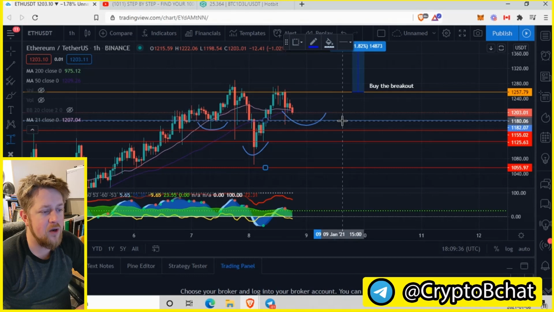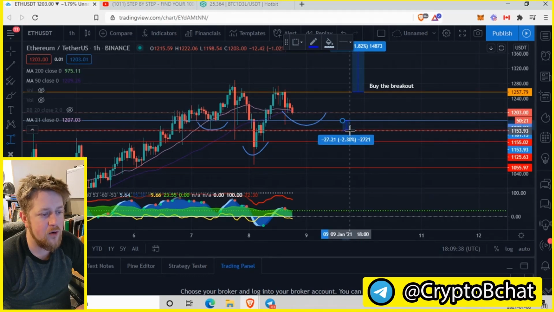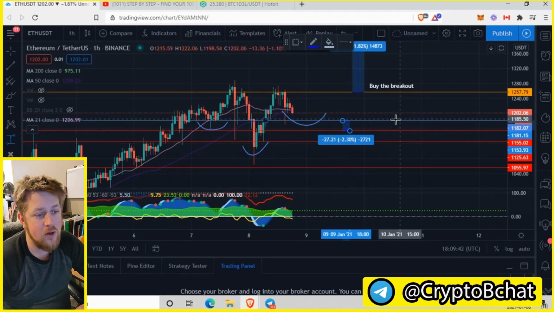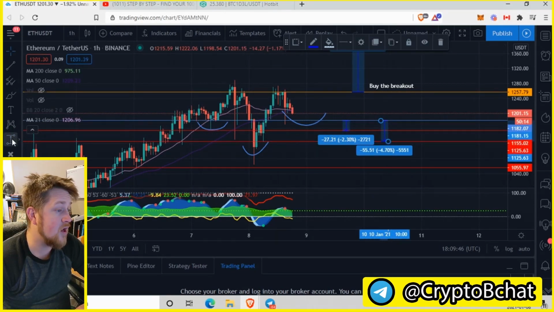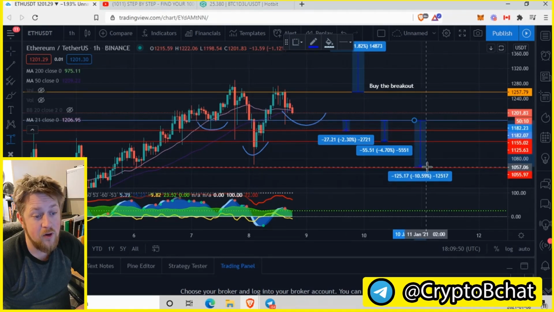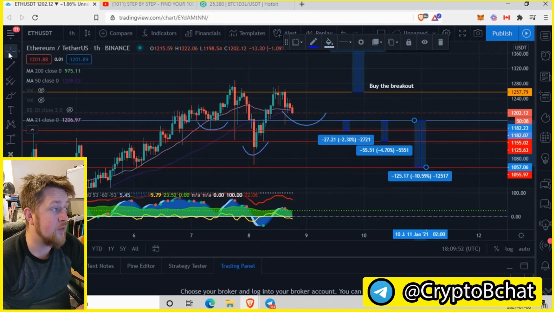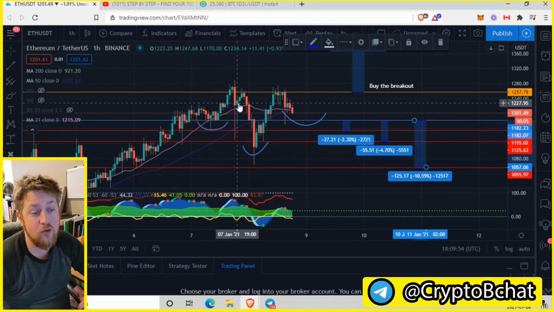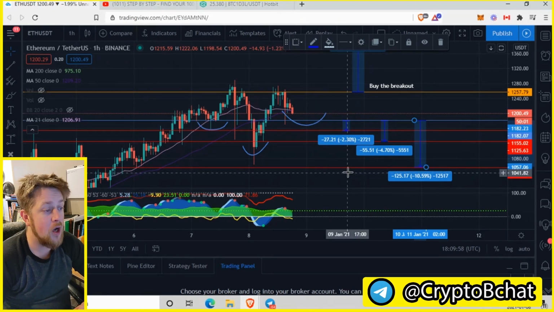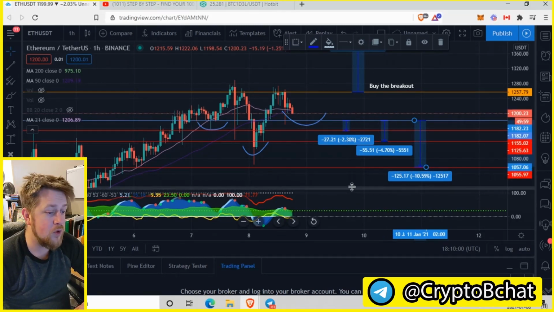If you entered here and you stopped out here, you're down 2.3%. If you entered here, you stopped out here, you're down 4.7%. And if you entered here and got stopped out here, you're down about 10%. But with all hopes, guys, you should be up much more than 10% in the past 2 months. It's been quite the run, you know?